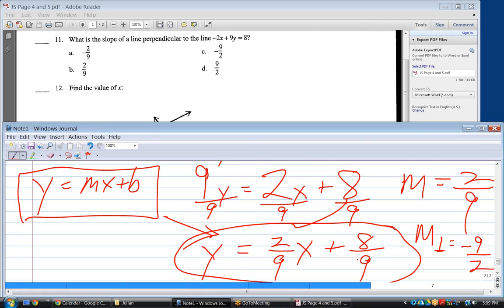But they didn't ask about the y-intercept. The only thing they're really asking in this whole question is what's the slope of this line and what's the slope of the line perpendicular to that line.